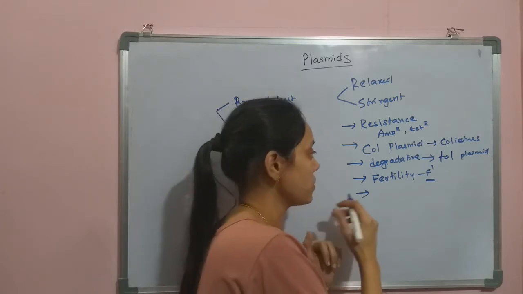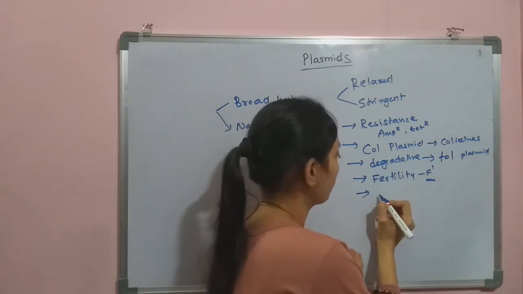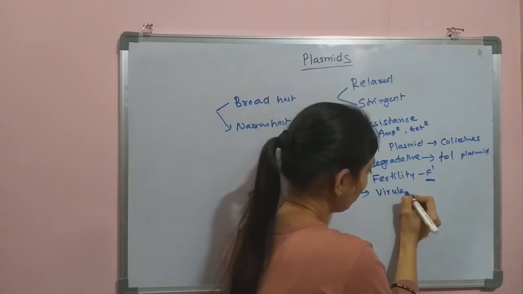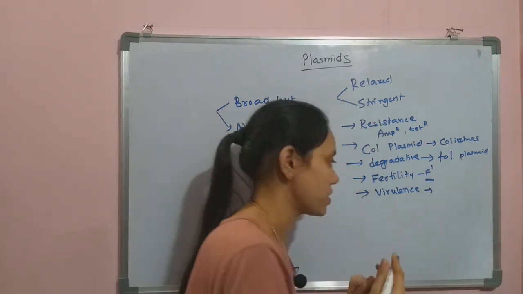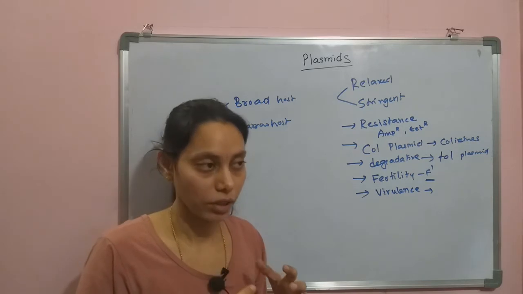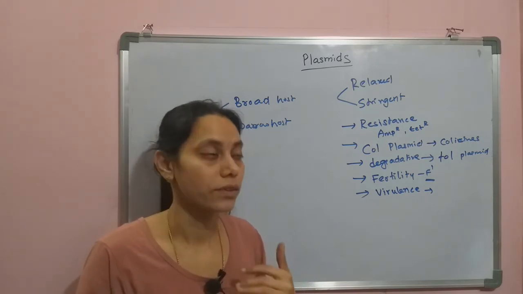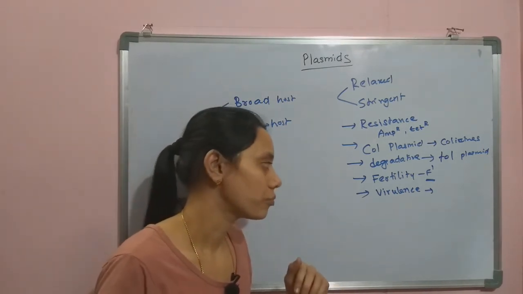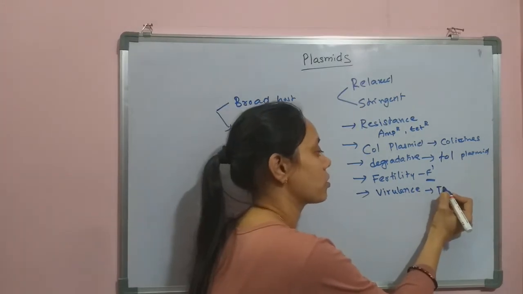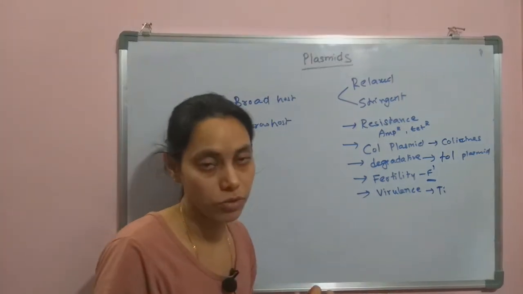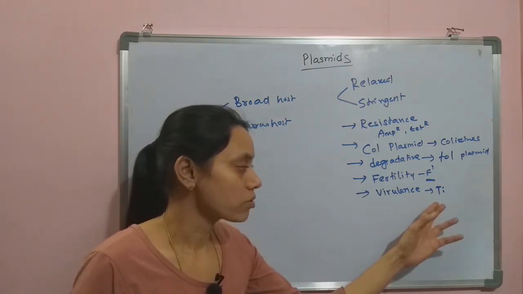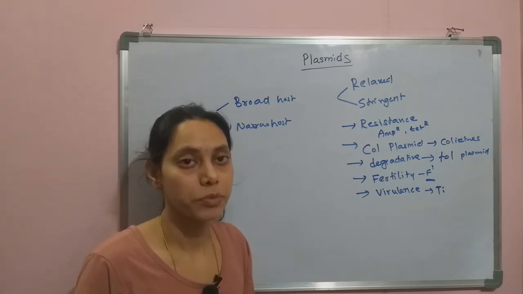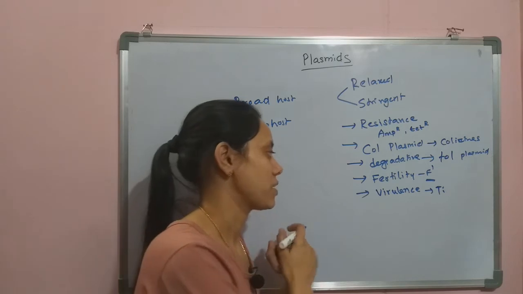Coming to the other type of plasmids, virulence plasmids. These virulence plasmids cause infections in the host organism into which they are inserted. So these virulence plasmids are basically infectious in nature. For example, the Ti plasmid from Agrobacterium tumefaciens. Because of the presence of the Ti plasmid, these bacteria are able to infect plants and cause tumors in them. So this is what a virulence plasmid is.